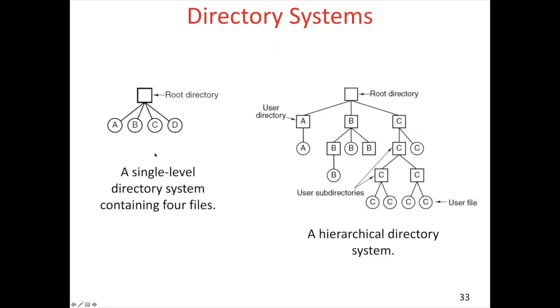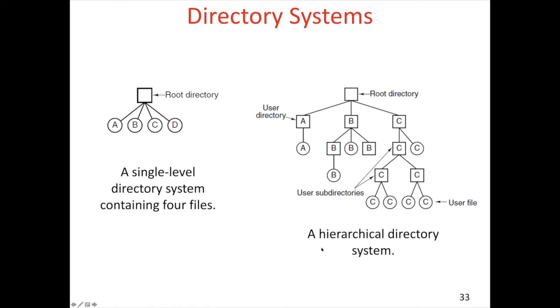Here, a single-level directory system is shown. The directory is containing 4 files. This is the root directory, and in the directory we have the files A, B, C, D.